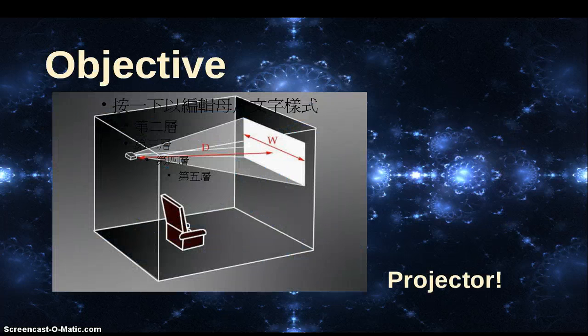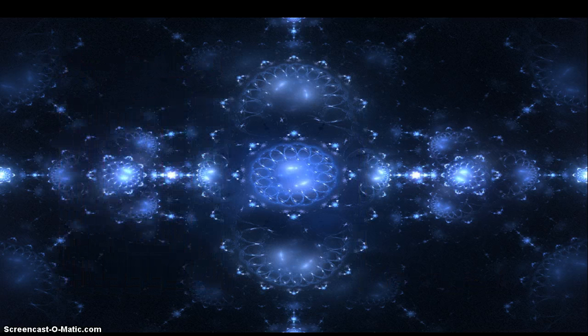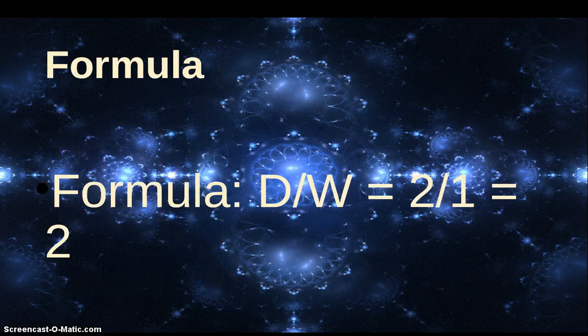Yeah, so this is the diagram. And so this will be the formula. D over W means distance over width equals 2 over 1, equals 2.